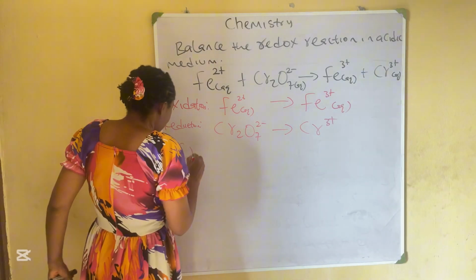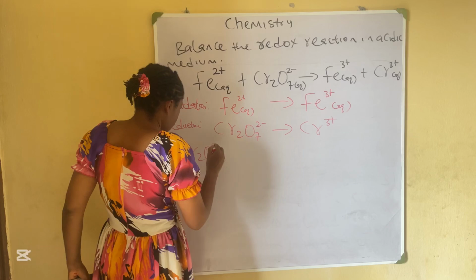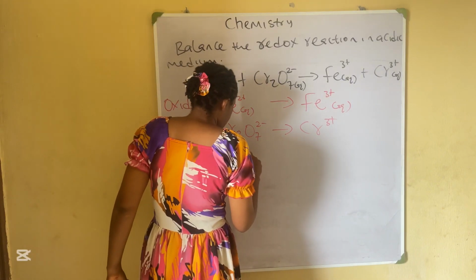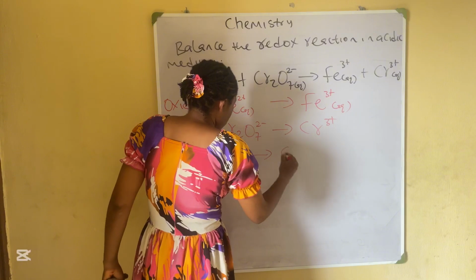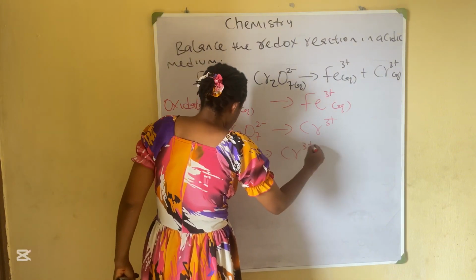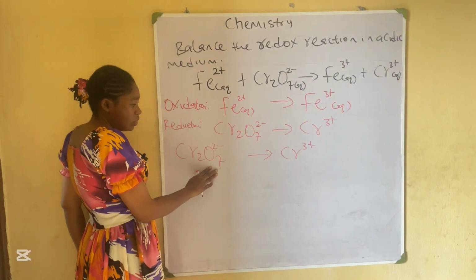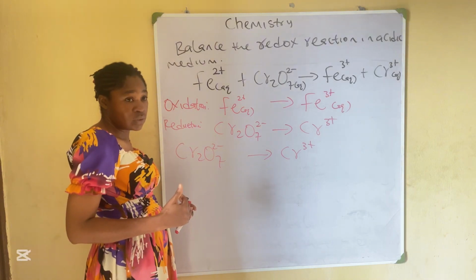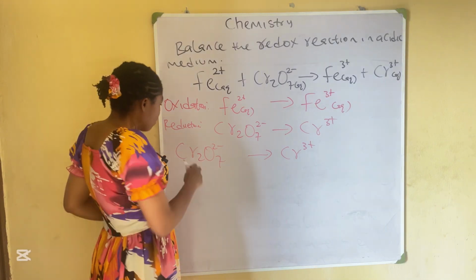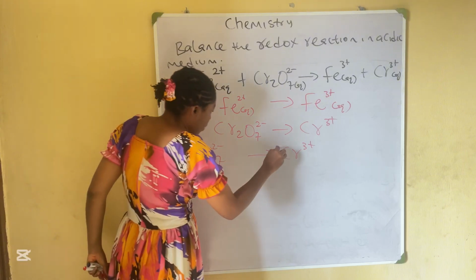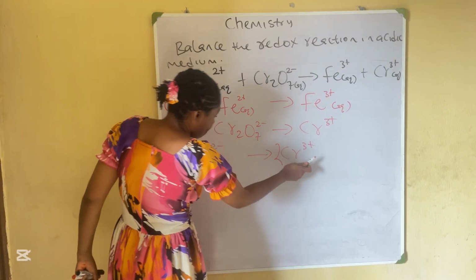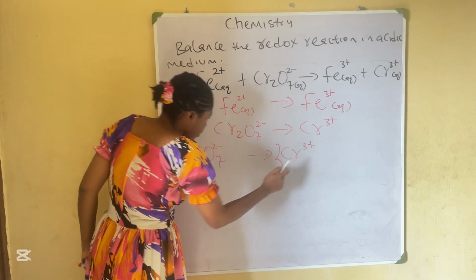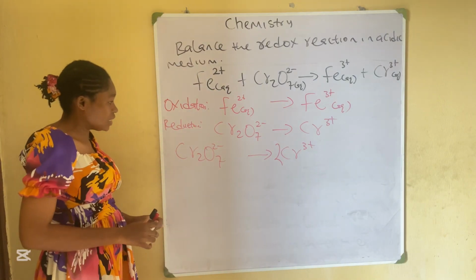So look at this one. You can see the chromium atom is not balanced. I'm not bothered about oxygen. Remember, rule number one is to balance every other atom other than oxygen and hydrogen. So I have two chromium here. Remember, if you want to balance them, put it as a coefficient, not as a subscript. So my chromium is balanced.